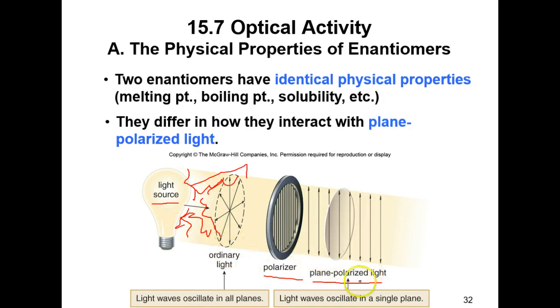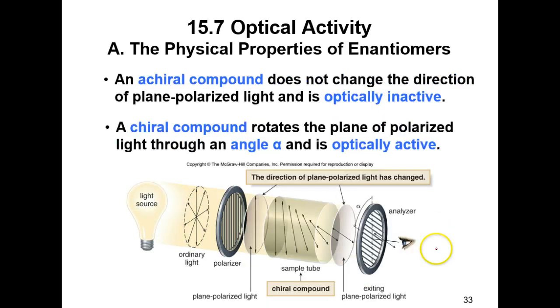So that's what's called plane polarized light. It's light that's been through a polarizer, and it's only going in one plane, which is the plane going straight up. Then you put it through your sample. So here I have a sample tube, and let's say I have one of the enantiomers in there. What happens is the molecule, because it's chiral, actually will shift the direction of the light.